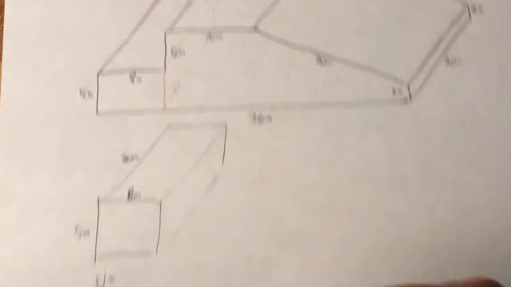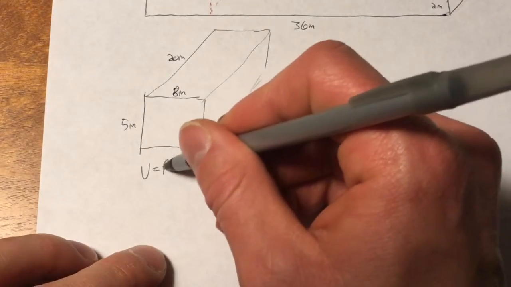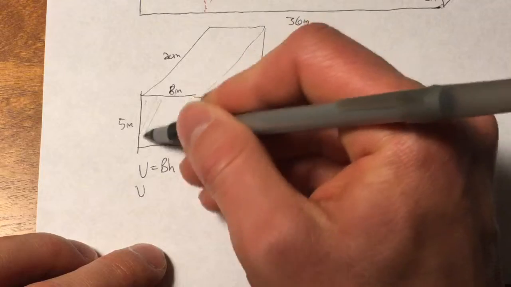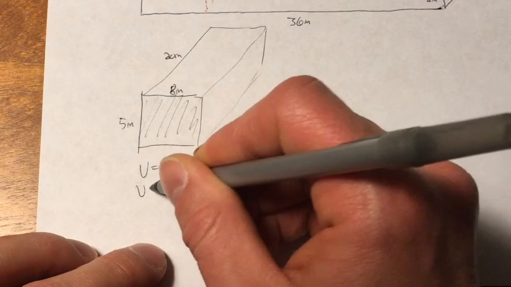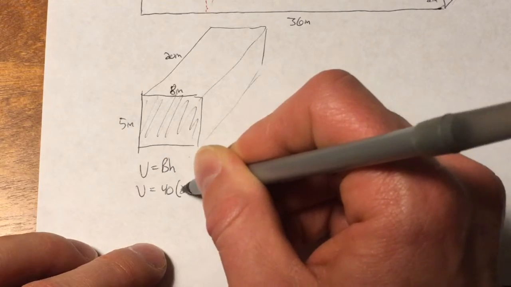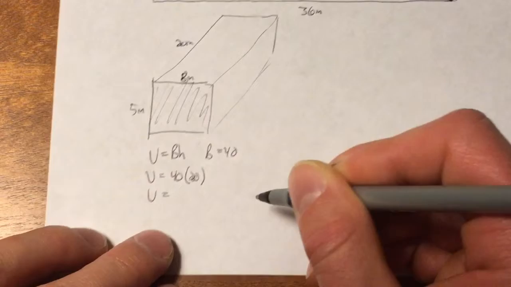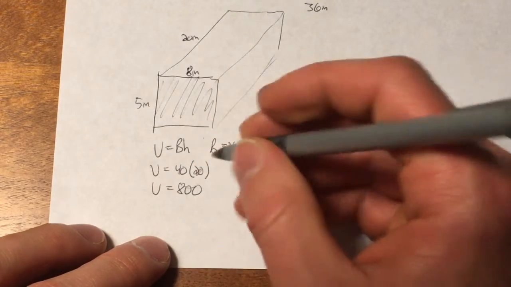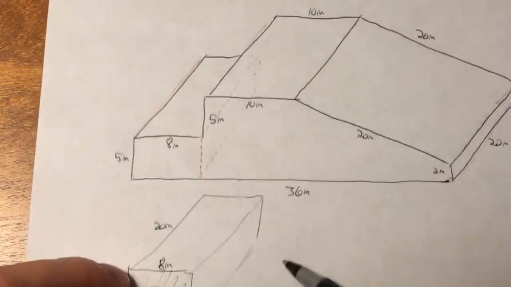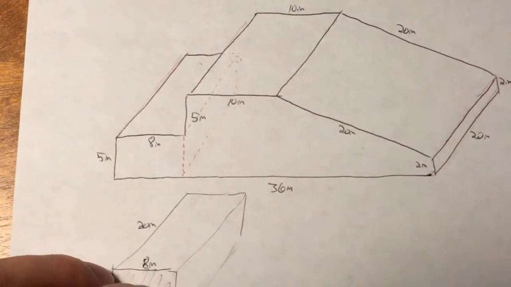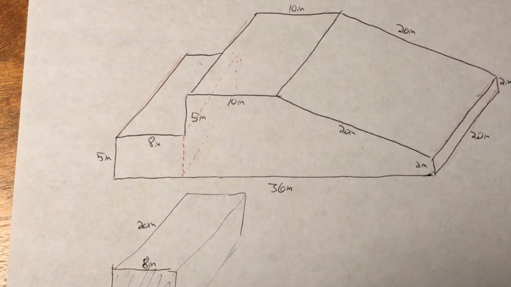So the volume here is big B times H. Big B, I'm going to say, is 5 times 8, which is 40. So 40 times 20 inches deep, it's an 8 with 2 zeros, is 800 cubic inches of foam needed for that one piece. You can pause the video now and make sure everybody agrees where that number came from.